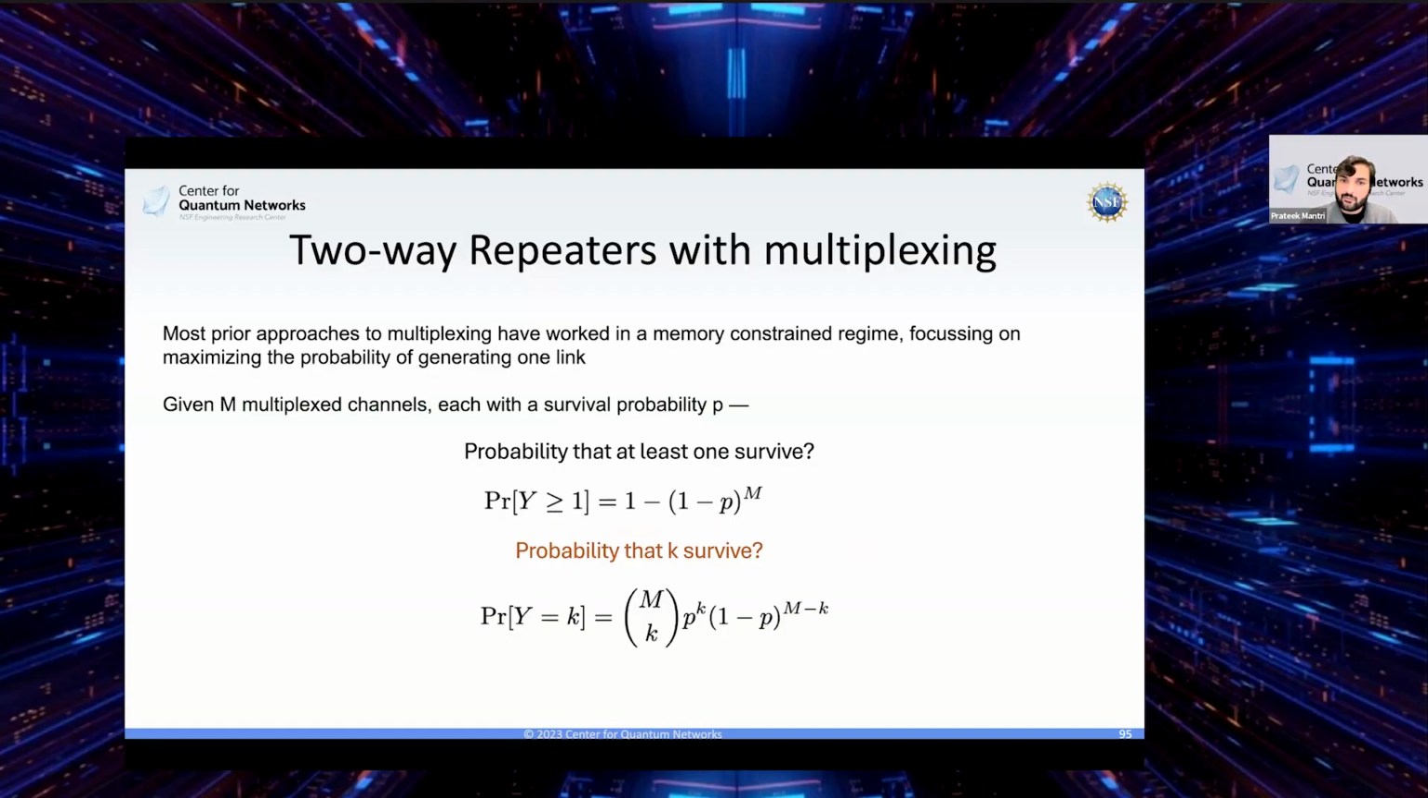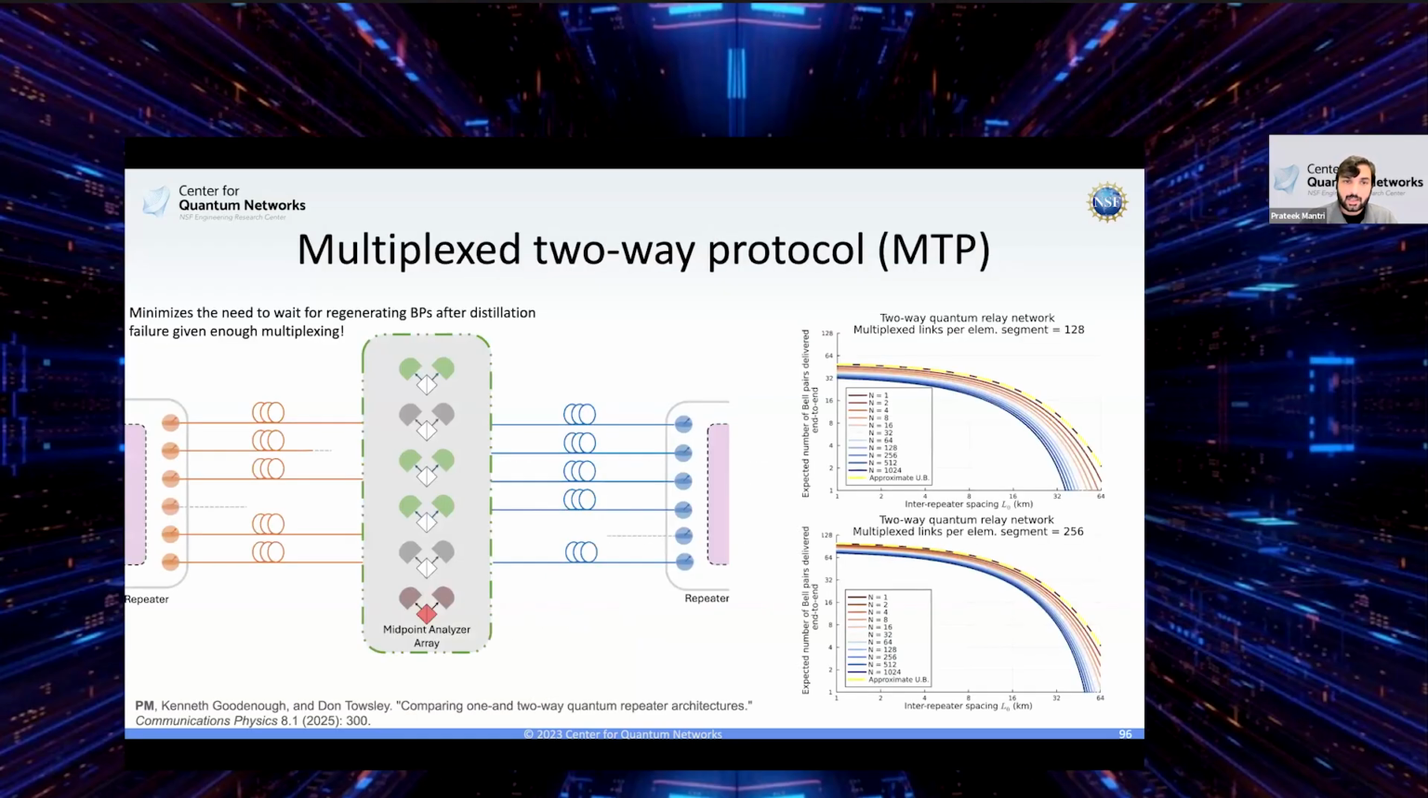However, if we start looking at what happens if a lot of them survive, let's say the probability that K survive of the M channels that we attempt, based on just a very simple binomial formula, we would get this kind of result. And we would find that this actually follows a very nice structure. And we can use these extra available channels to boost performance.